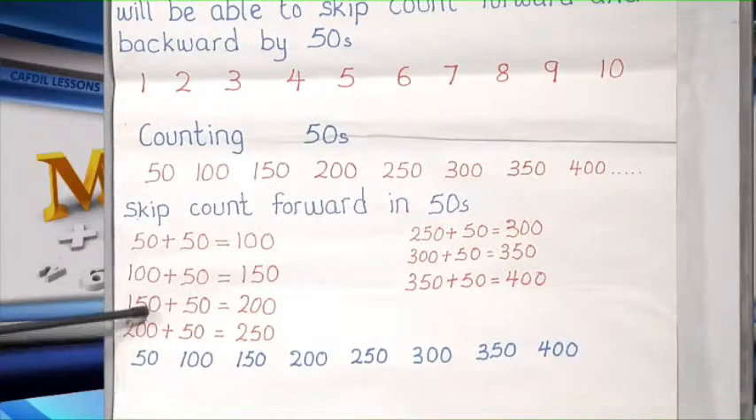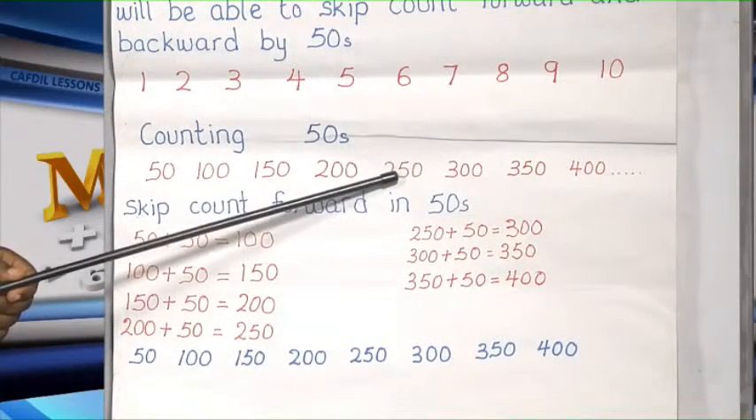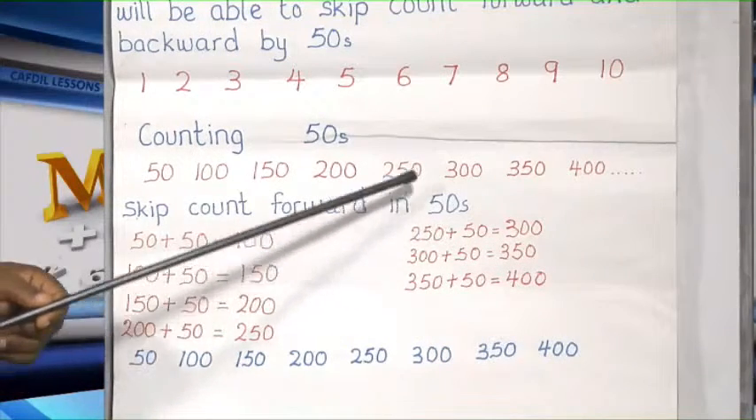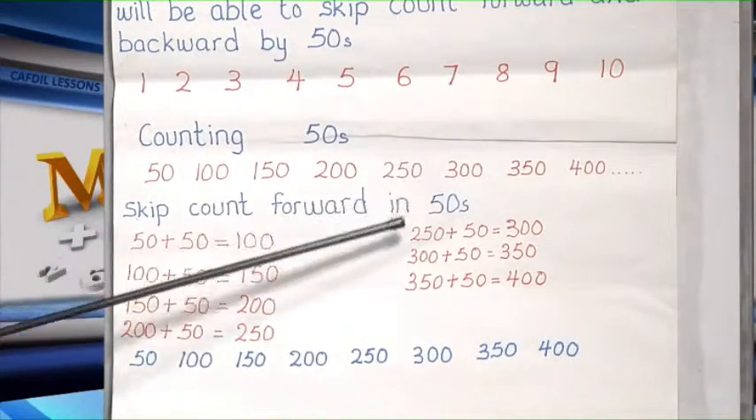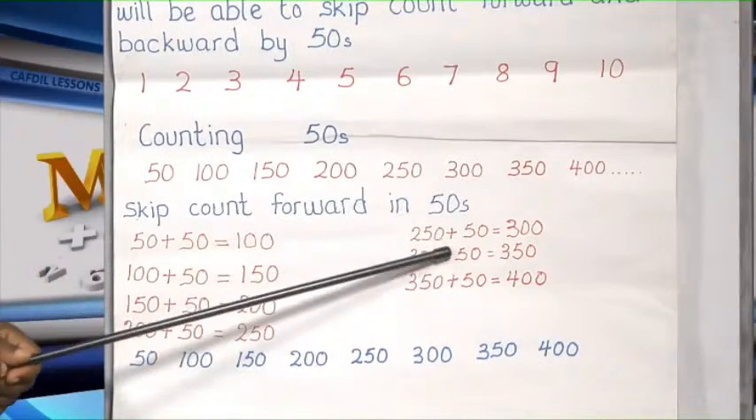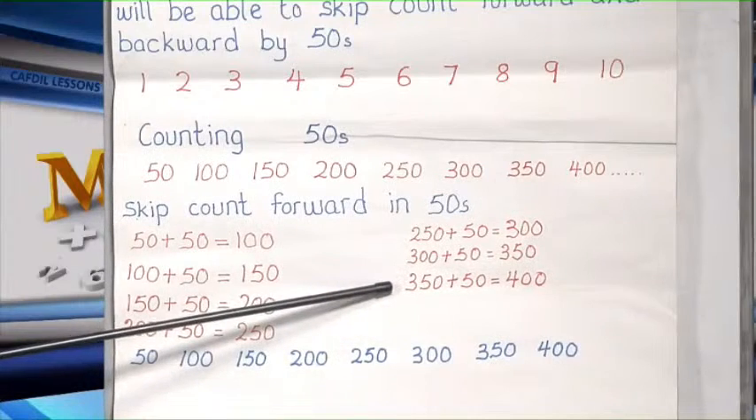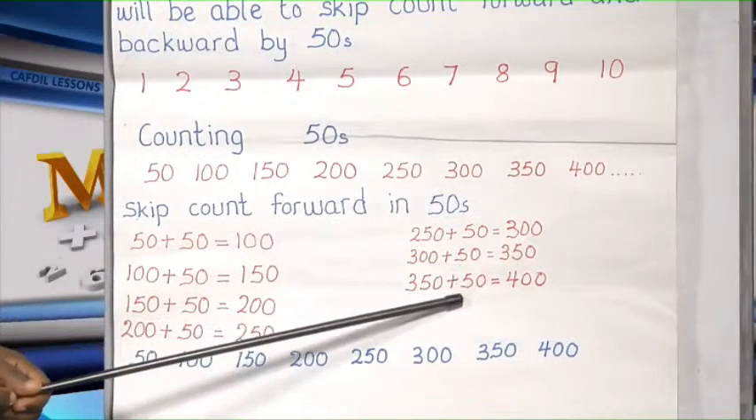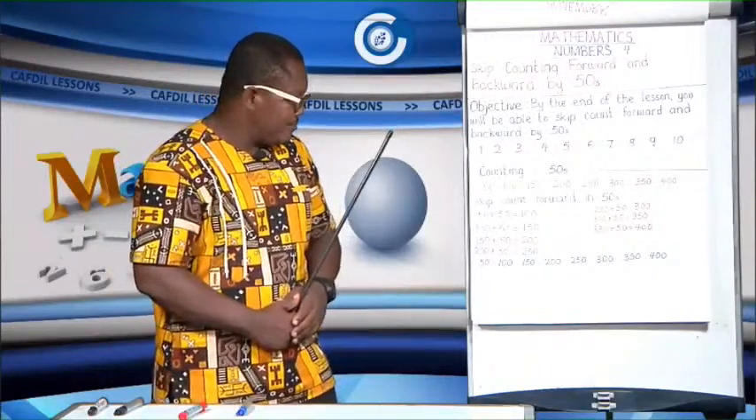Then this 200, you add another 50 to it. Then you get your 250. So 250, then you add another 50 to it. Then you get your 300. So 300, you add another 50 to it, then you get 350. So with your 350 here, then you add another 50 to it, then you get your 400. So when we say we are skip counting in 50s, it means that we are adding 50 to the numbers.